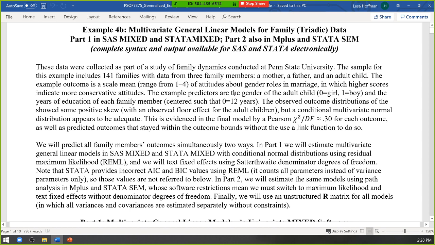So in this example the outcome variable is gender attitudes about marriage. It's, I think, 5 items. I'm taking the mean across items on a scale of 1 to 4, where higher values mean that you have a much more conservative opinion about the role of a woman versus a man in marriage.